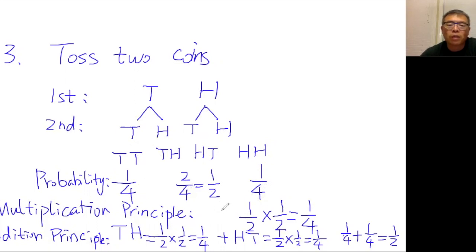That's the multiplication principle. Now, the addition principle is if you have an event that can happen in alternative ways, meaning there's more than one way to get one event, then you add the probabilities together. Like in this case, you have 1/4 and 1/4. Both give you a head and a tail, and these are two different pathways to get the same outcome. So you add those probabilities to give you 1/2. These two are already a little bit advanced concepts, but I think they're fairly easy to understand.